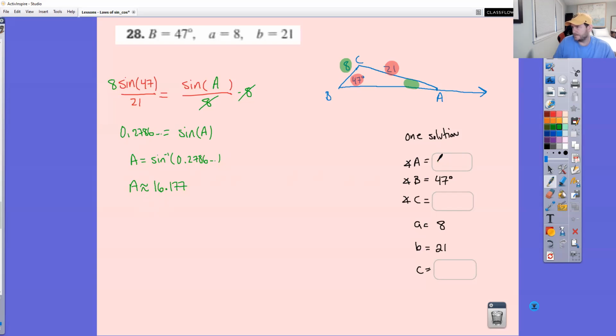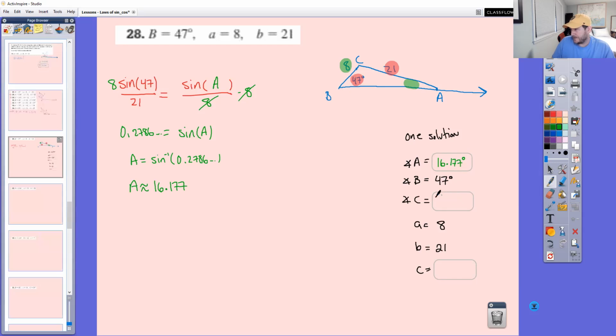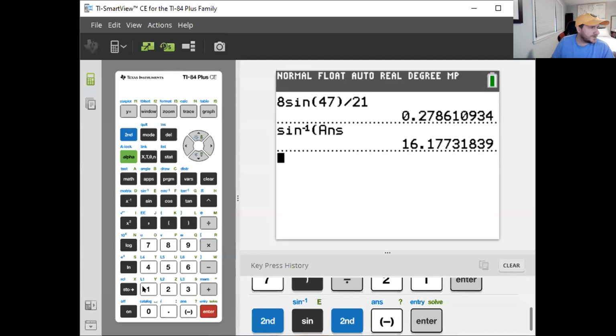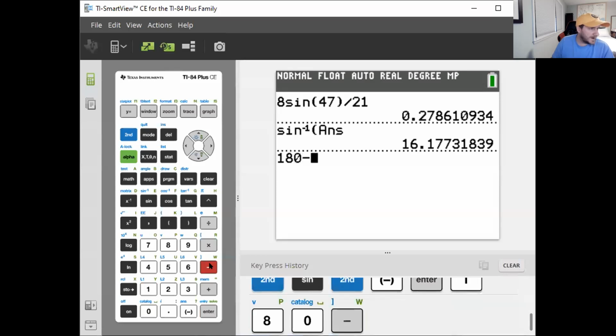So that gets plugged in here. Degrees. Okay, awesome. So now we know that we can easily find the next angle because they all have to add up to 180. So in our calculator, we can do 180 minus.